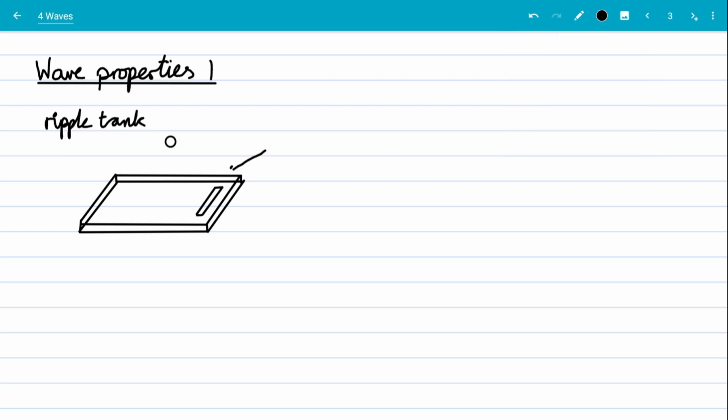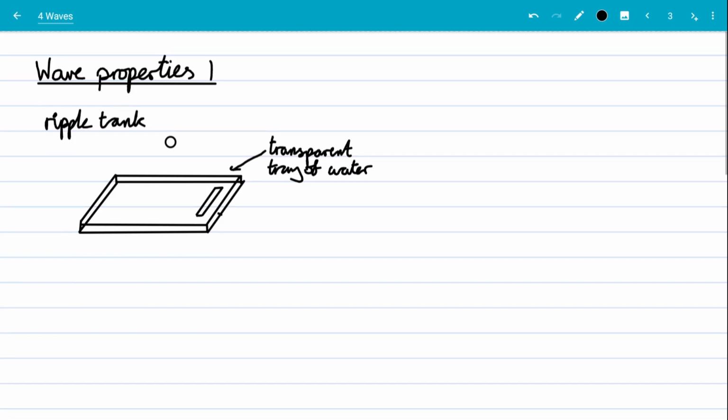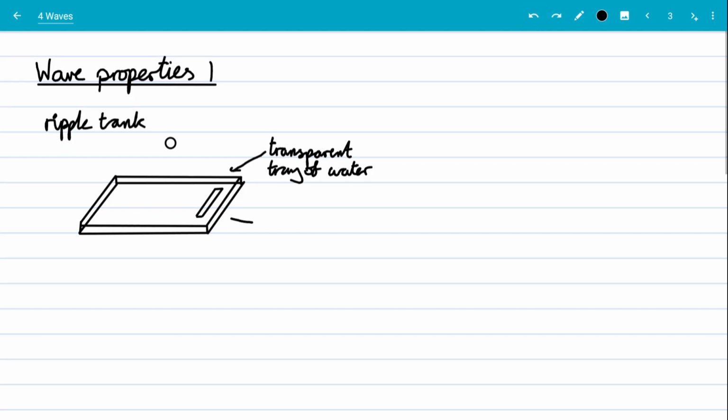So we've got transparent tray of water. We've got a vibration generator here. Should use a different color for these, shouldn't I? Never mind. Vibration generator. And we've got a light source.